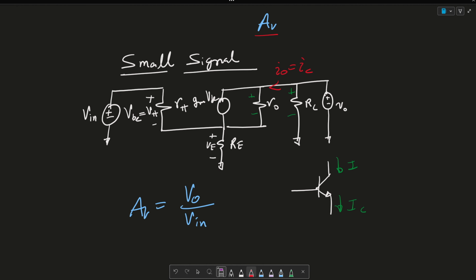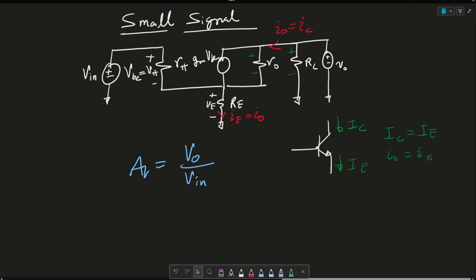This should be C, and this should be E. And this here is IE, which is equal to IO as well. So essentially we're going to say IC is equal to IE, or IO is equal to IE. So I hope that makes sense with this approximation. And normally in a BJT, the I beta is extremely small. The current coming from the base is extremely small, where this approximation is valid.